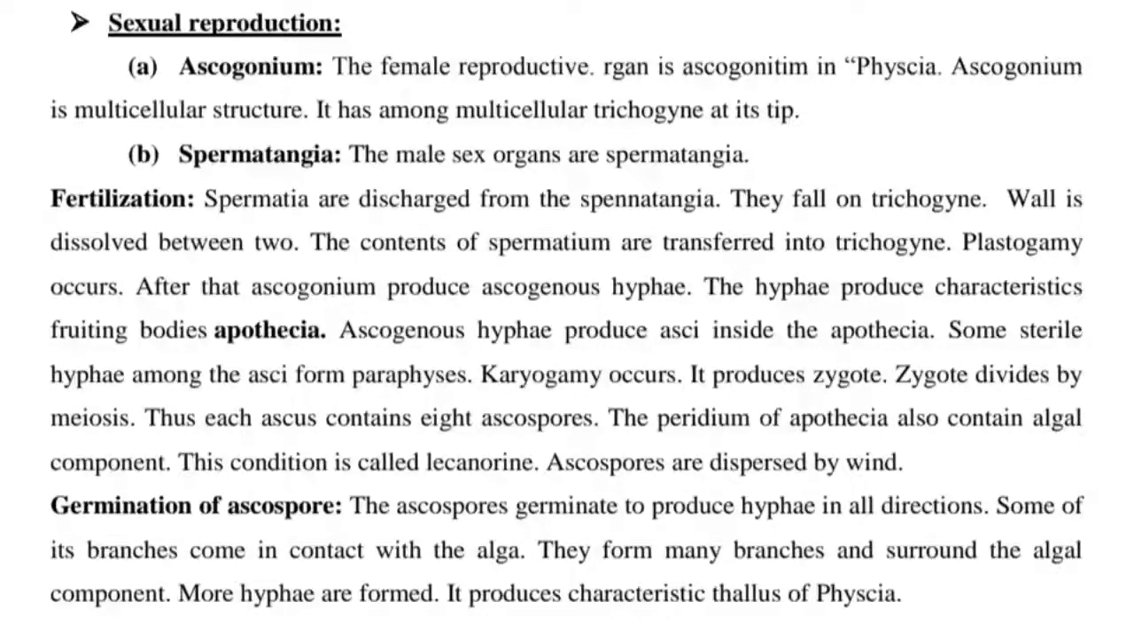Germination of ascospore. The ascospores germinate to produce hyphae in all directions. Some of its branches come in contact with the alga. They form many branches and surround the algal component. More hyphae are formed. It produces the characteristic thallus of Physcia.